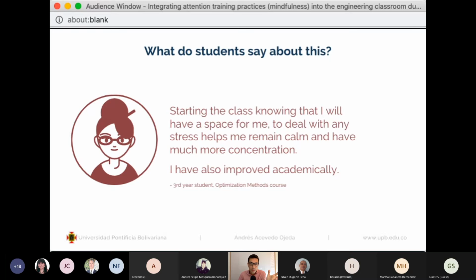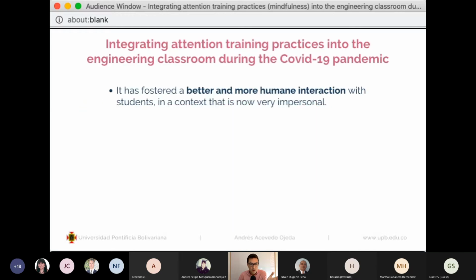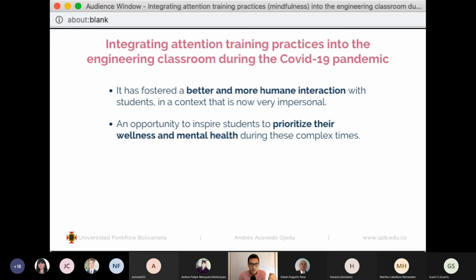To finish, I would like to reflect on how I have felt sharing the mindfulness practice with my engineering students. First of all, I feel it has fostered a better and more empathetic interaction with my students. In a context that is very impersonal now, I think that's crucial, especially due to the previously mentioned prevalence of stress, anxiety, and mental health issues in engineering students. It has been an opportunity to inspire students to prioritize their wellness and mental health during these complex times.